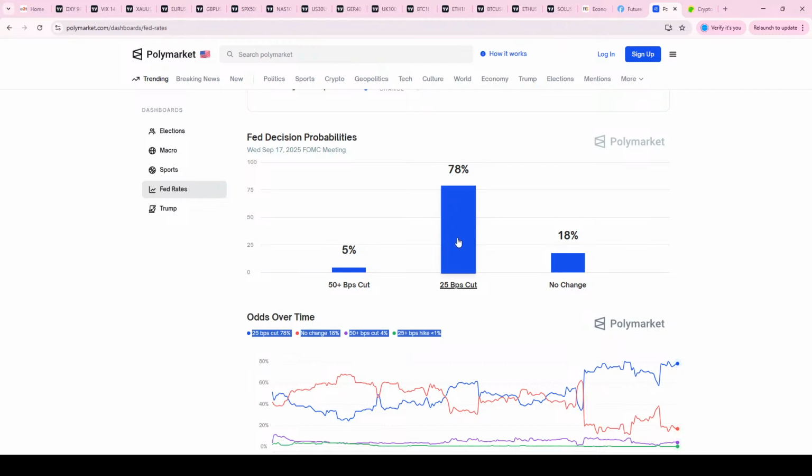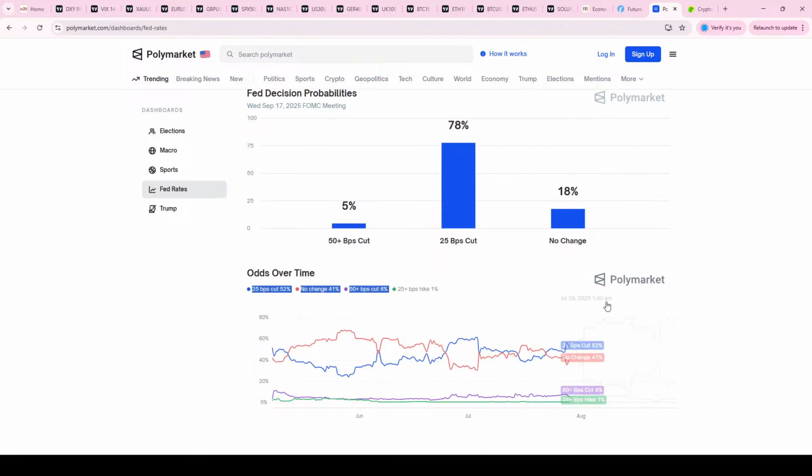I think the only surprise really would be if the 50 basis point discussion actually started to gain a little bit more traction over the next 2 or 3 weeks. I think a no change result is effectively off the table at the moment. It's really a case of, do they go 25 or super dovish at 50? And you can see this on Polymarket as well, which tracks retail sentiment and is quite useful just to ground bias.